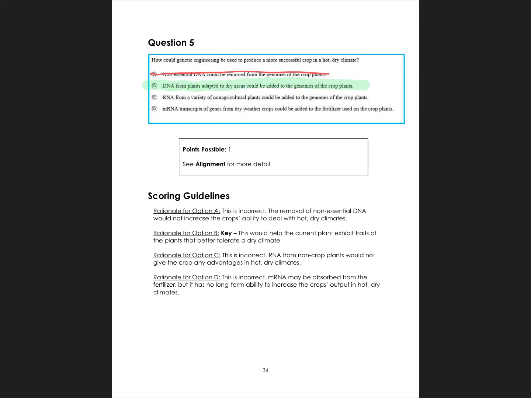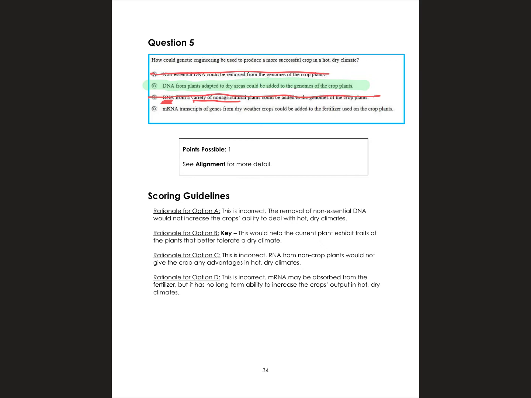I'm not sure. I'm going to read all my answers as always. RNA from a variety of non-agricultural plants could be added to genomes of the crop plants. Well, why is that not helpful? Number one, a variety of non-agricultural plants. If you added DNA of these plants to your crop plants, it might help, might not. You'd have to see. It might be helpful, but not RNA. RNA is not inheritable. It's DNA that's inheritable. So that answer is incorrect.